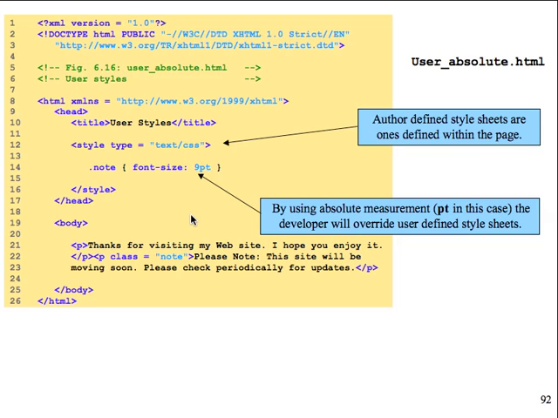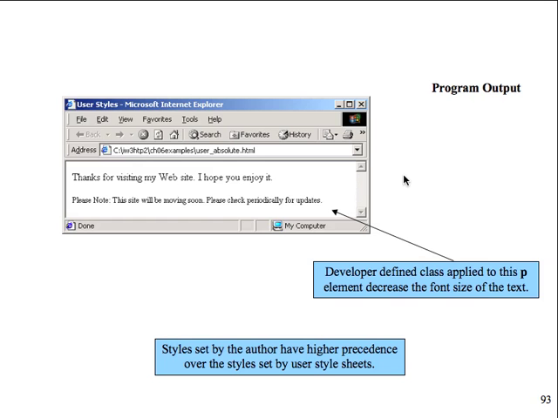So by using absolute measurement here, like 9 points as an example, or points in this particular case, the developer can override user-defined style tags. It's basically showing you how if you're using a style sheet and that's external, right here inside the internal header, we're going to change the style to override it. And here's our program output. The developer-defined class applies to the paragraph element. It's decreased in size. So I think the font was changed to 9 point. Actually, in that example, it's probably 12 above.